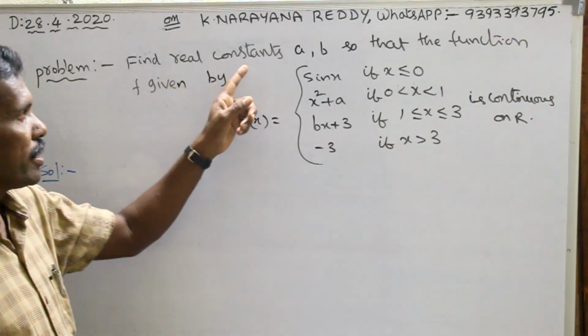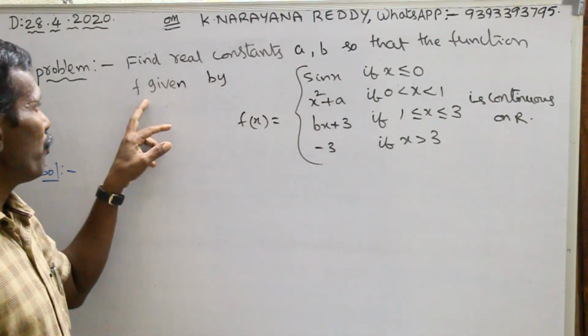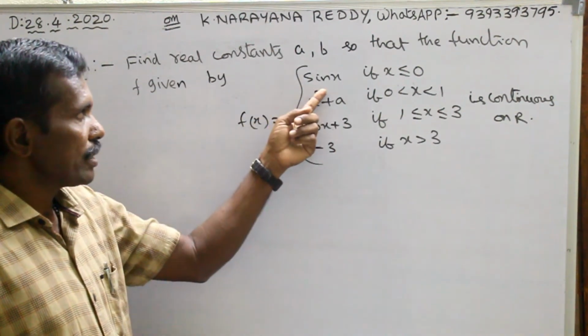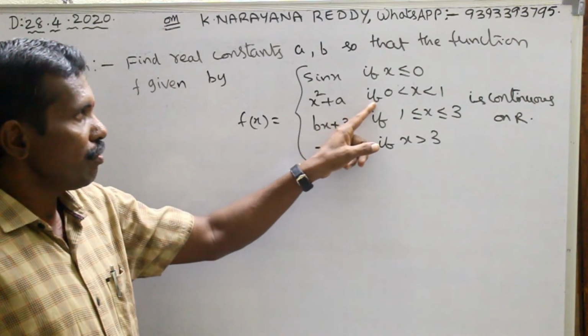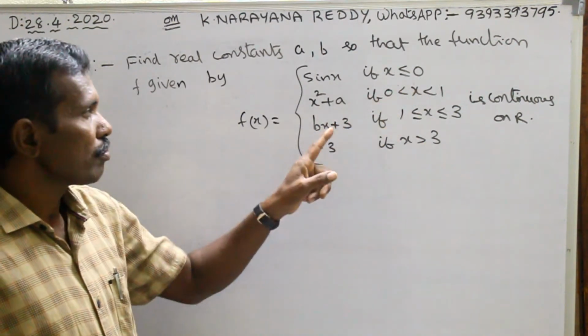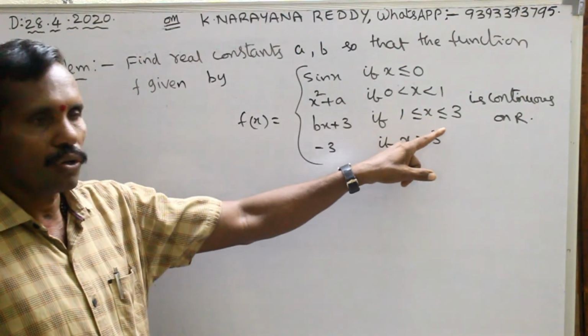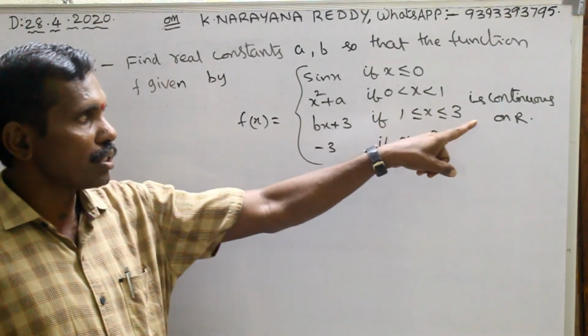Find real constants a and b so that the function f given by f of x equals sin x if x is less than or equal to 0, x square plus a if 0 is less than x less than 1, bx plus 3 if 1 is less than or equal to x less than or equal to 3, minus 3 if x is greater than 3 is continuous.